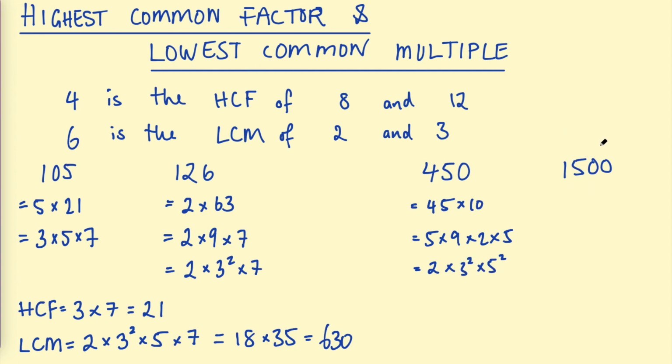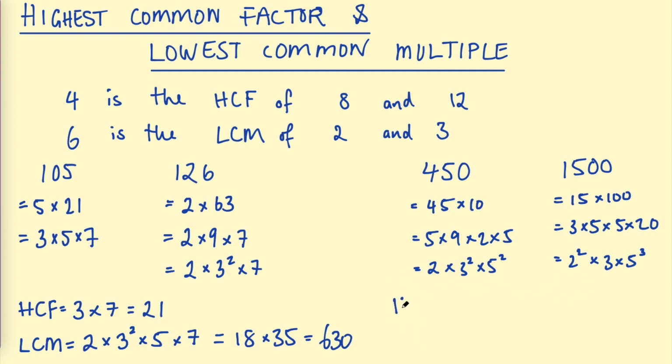Okay, then the prime factors of 1500. I'm going to start with 15 times 100. Then 15 is 3 times 5, and then 5 times 20. Let's keep breaking it down. 20 is 4 times 5, or in other words, 2 squared. And then we'll have 3 times 5 cubed. 5 times 5 times 5, same as 5 cubed. Okay, now we have the prime factors.